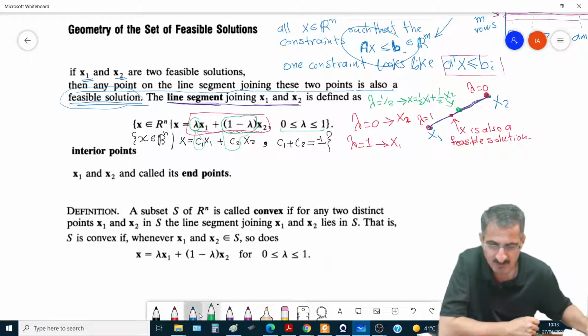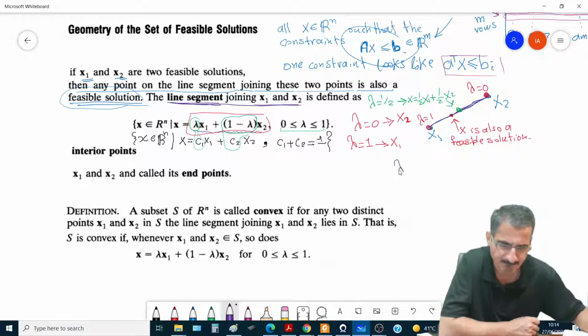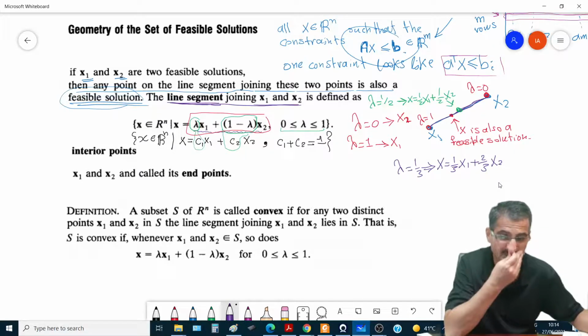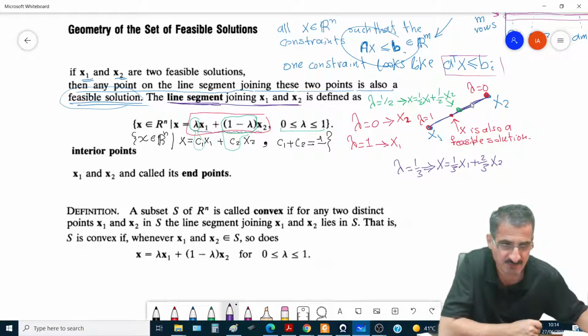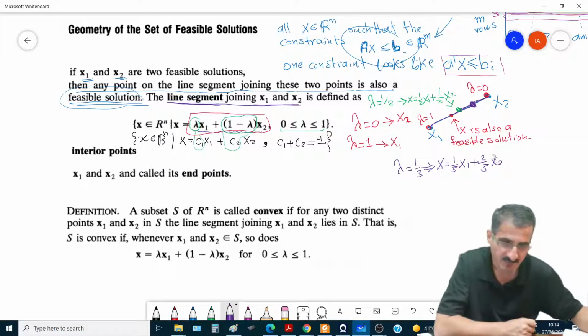Okay, now let's have more fun. Let us write more points. What if we make lambda equal to 1/3? Then we get x to be 1/3 x1 plus 2/3 x2, and this point will be like here, 2/3 of x2 and 1/3 of x1. So this point will be here.